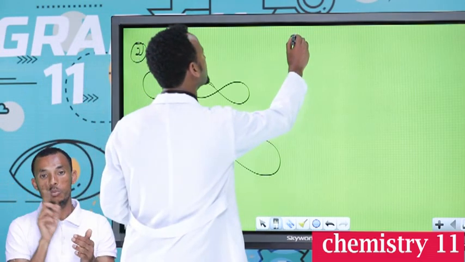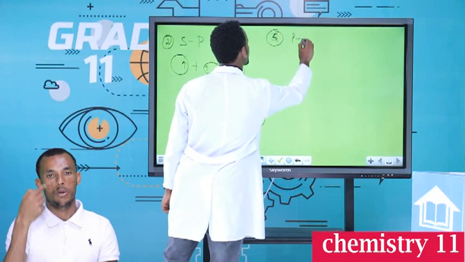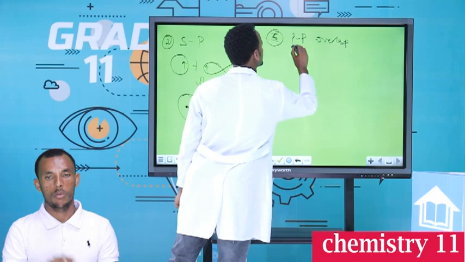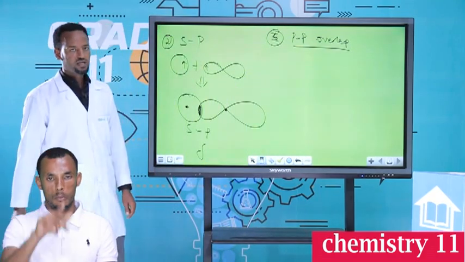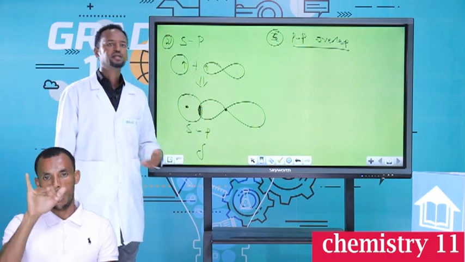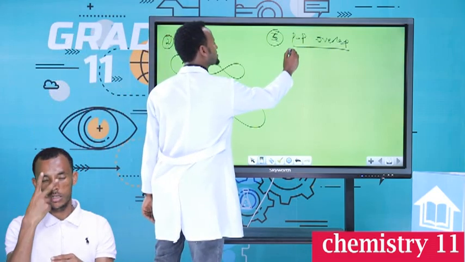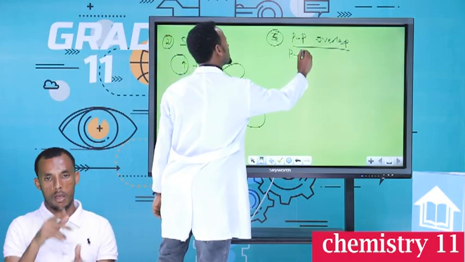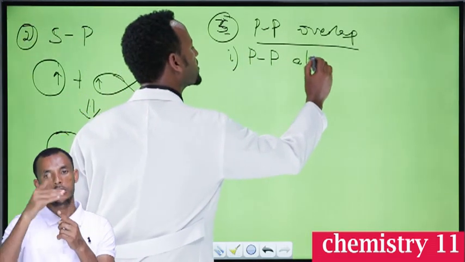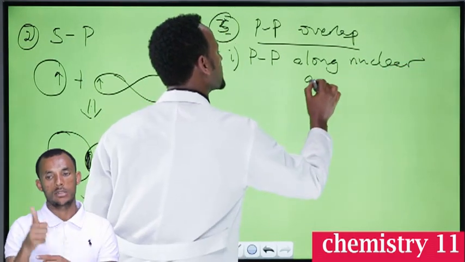The third one is PP overlap. P, you know P. There are 3 types of P orbital: Px, Py, and Pz. Therefore, under PP, again classifying 3 types. 1, PP along nuclear axis.